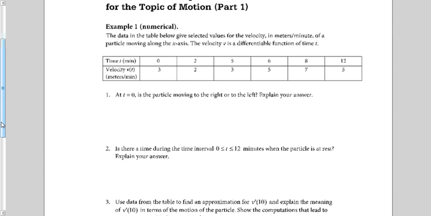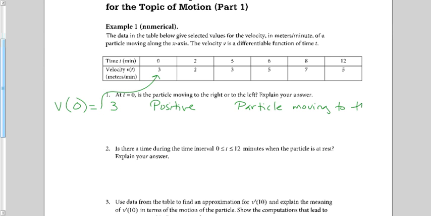So at time equals 0, is the particle moving to the right or to the left? Well, I determine that by finding the velocity at time 0. The velocity at time 0 is 3. And I don't care what the number is, I care that it's positive, which means my particle is moving to the right. So the particle is moving to the right, and we know that because the velocity is positive.